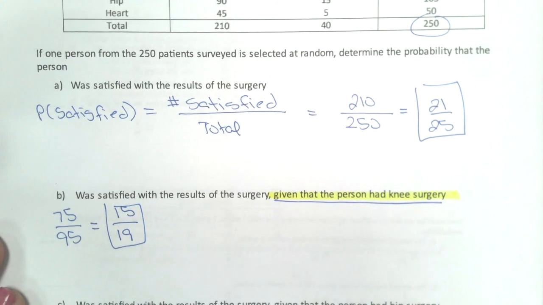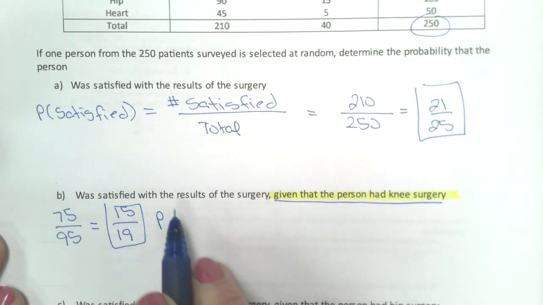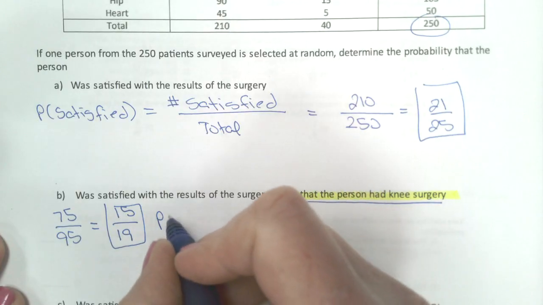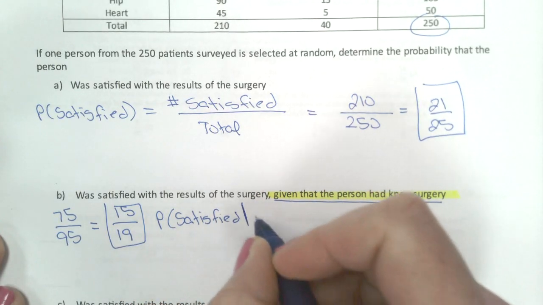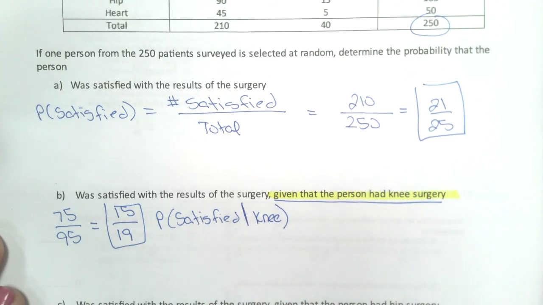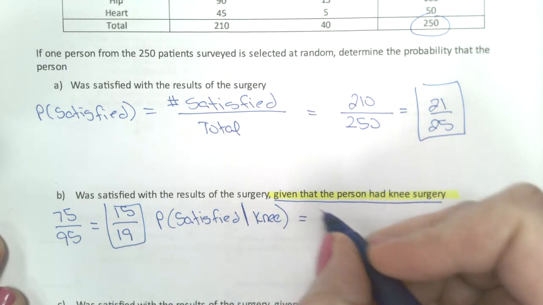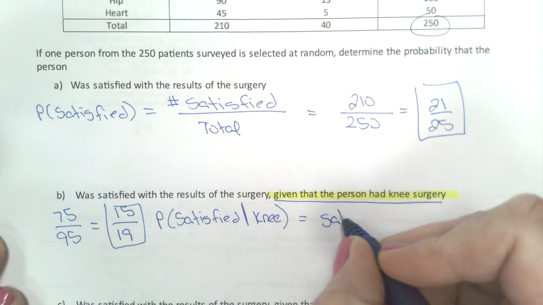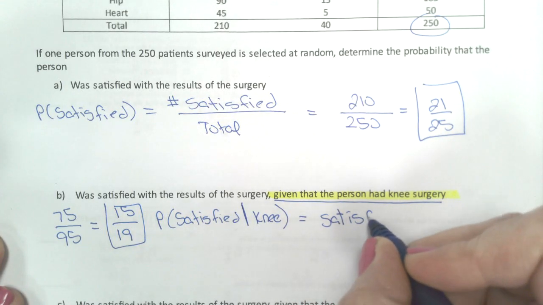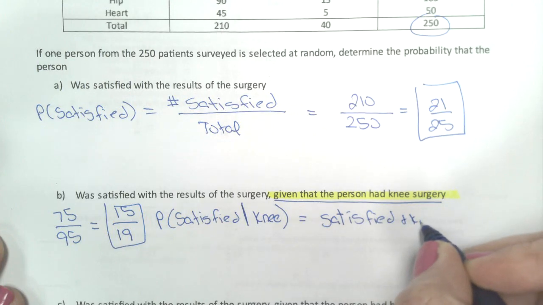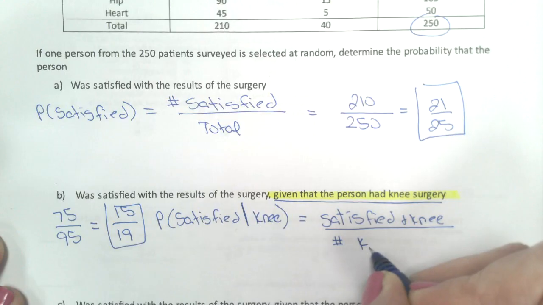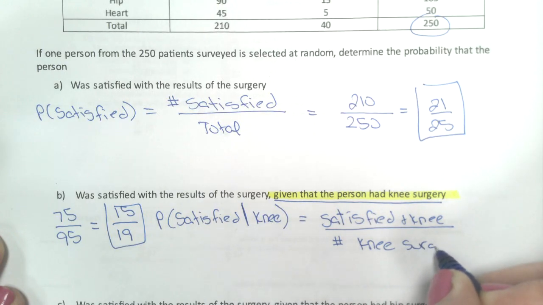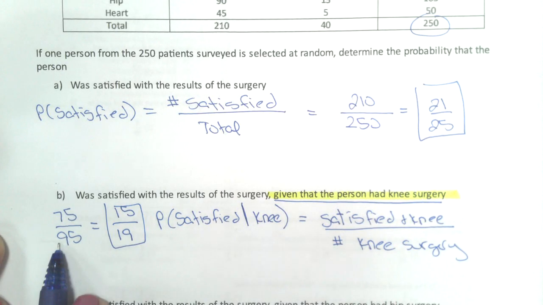If we wanted to write it out like we had the other, I want the probability that they are satisfied given they had knee surgery. So the numerator is the intersection of satisfied and knee surgery, and the denominator is the number of people that had the knee surgery. And that's how we came up with 75/95.